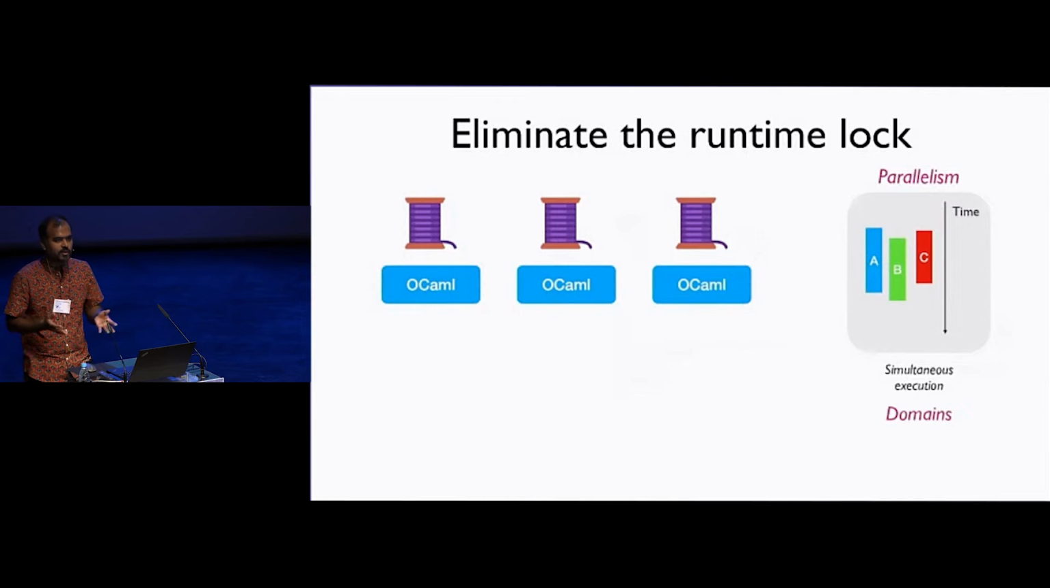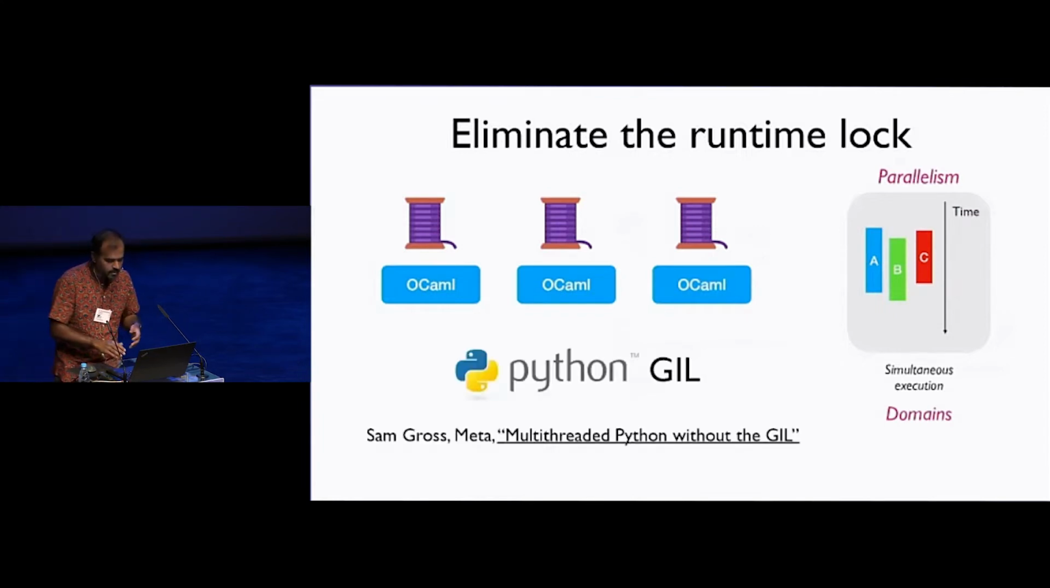So the primary goal of Multicore OCaml project was to eliminate this runtime lock and allow multiple OCaml threads to run at the same time. Sam Gross at Meta, who is one of the developers of PyTorch, is also working on a project with similar goals for Python, which is to remove this global interpreter lock.